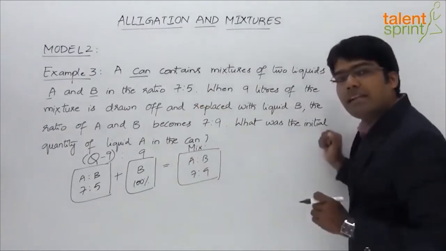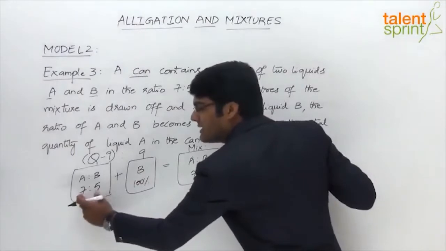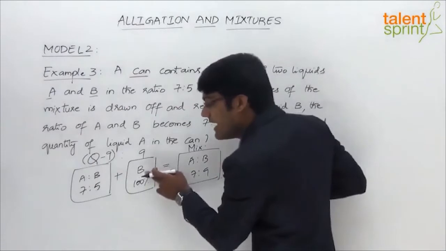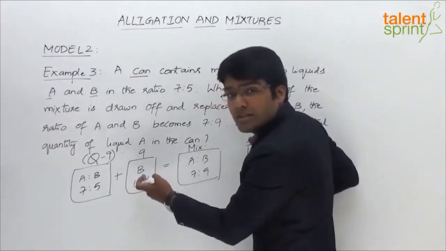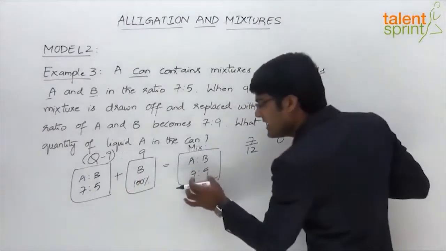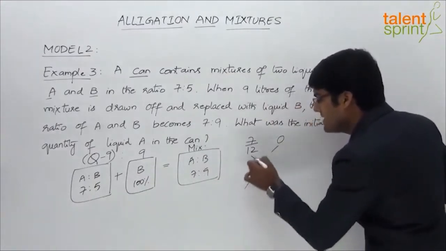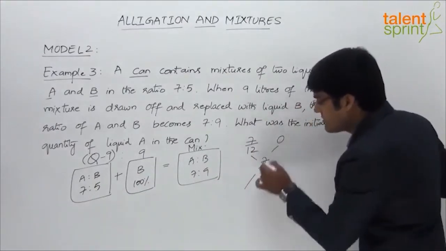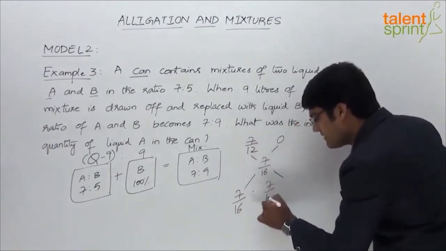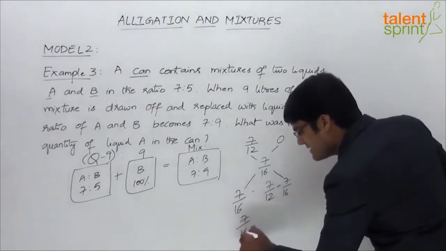Now let's apply the alligation rule to the strength of liquid A. What is the strength of liquid A in Q1? 7 out of 12 parts, 7 by 12. What is the strength of liquid A in Q2, the second mixture? There is no liquid A here, so it can be taken as 0. And what is the strength of liquid A in the final mixture? 7 out of 7 plus 9, 16. So let's apply the alligation rule to this strength of A. 0 difference 7 by 16 will give us 7 by 16, and this will be 7 by 12 minus 7 by 16.